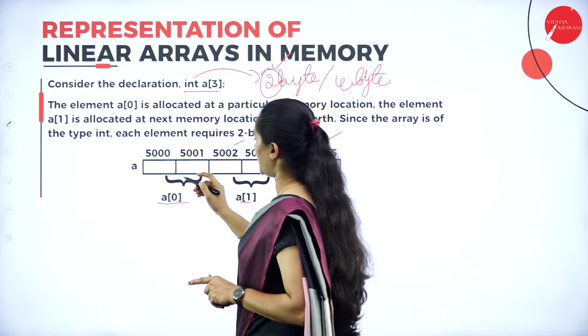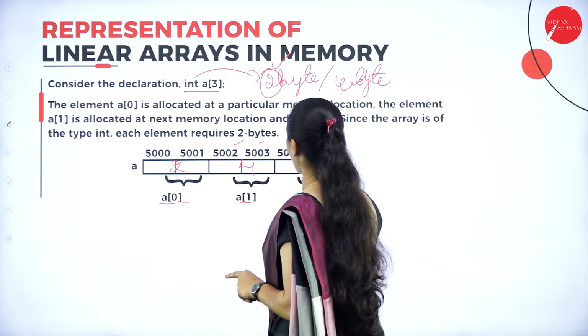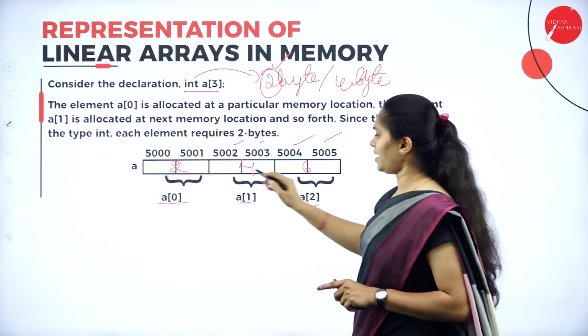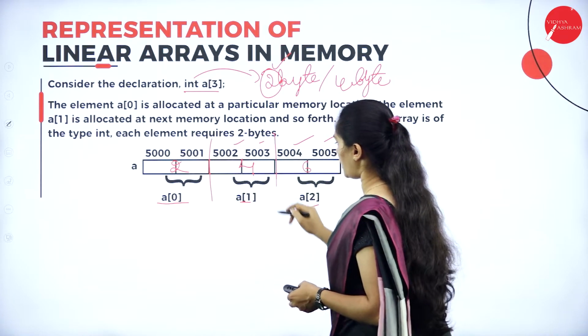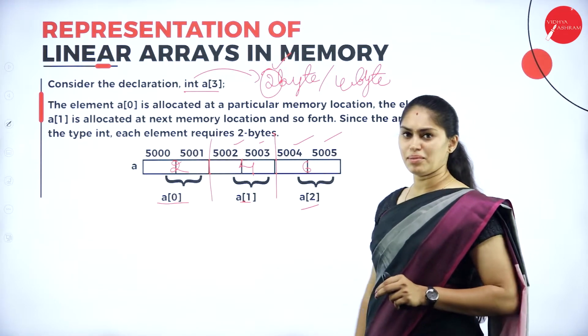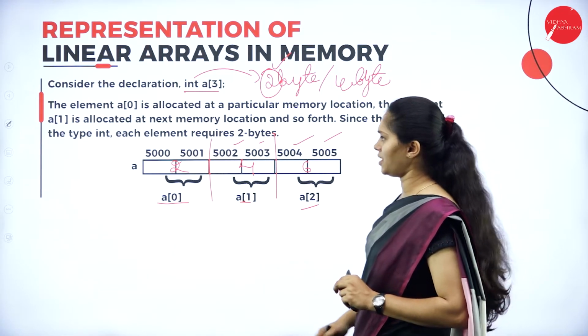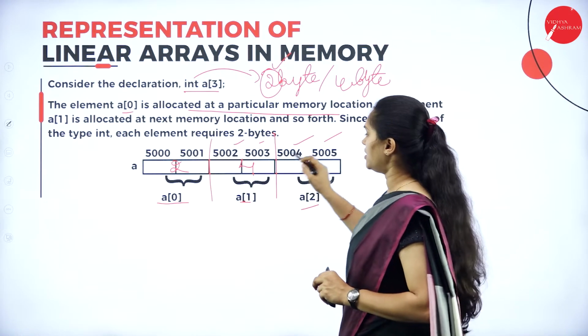If it is an integer, then it will be within the range 2, 4 and 6. So 2 bytes will be for the first element, another 2 bytes for another element, and the last 2 bytes for the last element of this array. Here also, same thing: A of 0 is allocated at a particular memory location and the further allocation takes place.